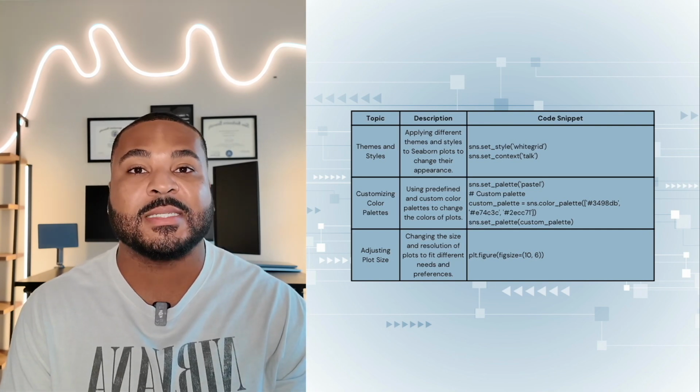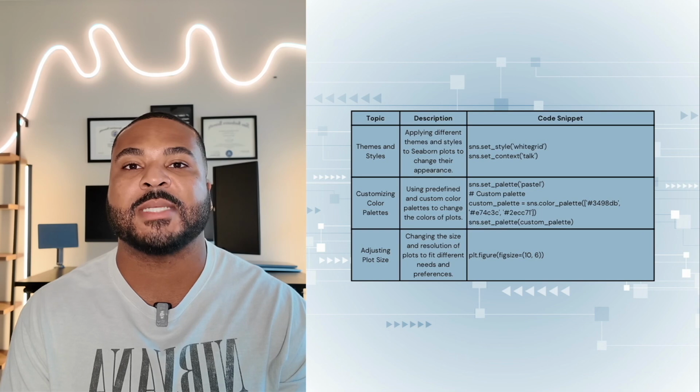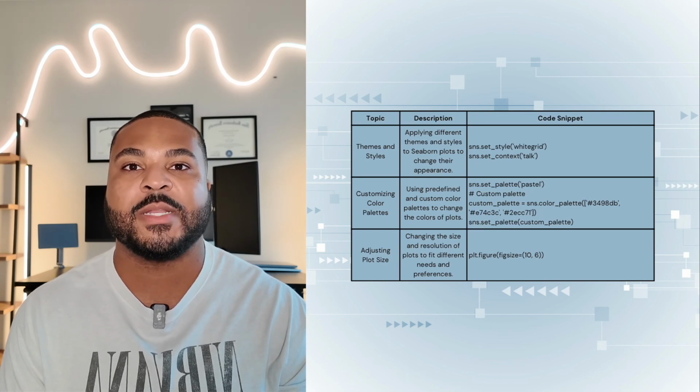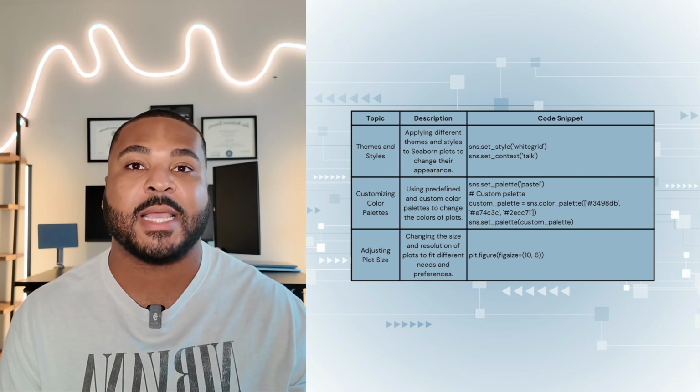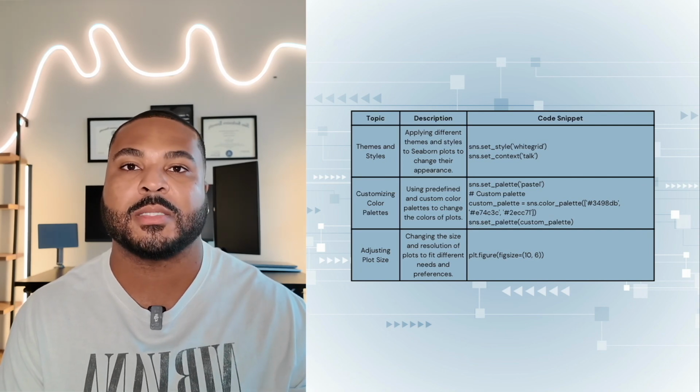If you want to create a custom color palette, you can define your own set of colors. In this code example, we define a custom palette with 3 colors: blue, red, and green. You can use any hex color codes to create your custom palette.